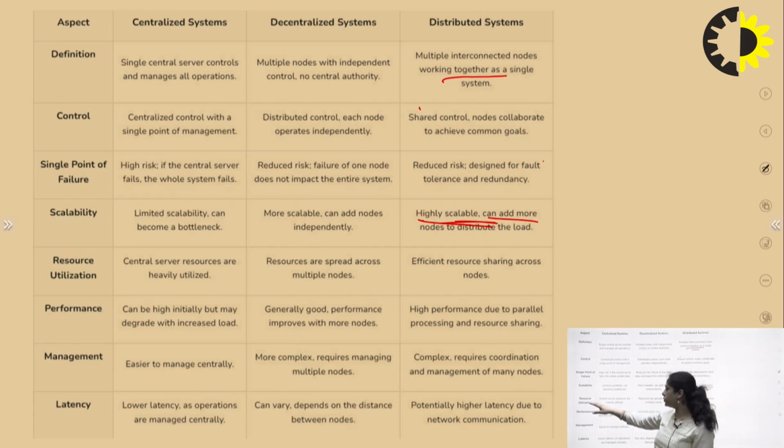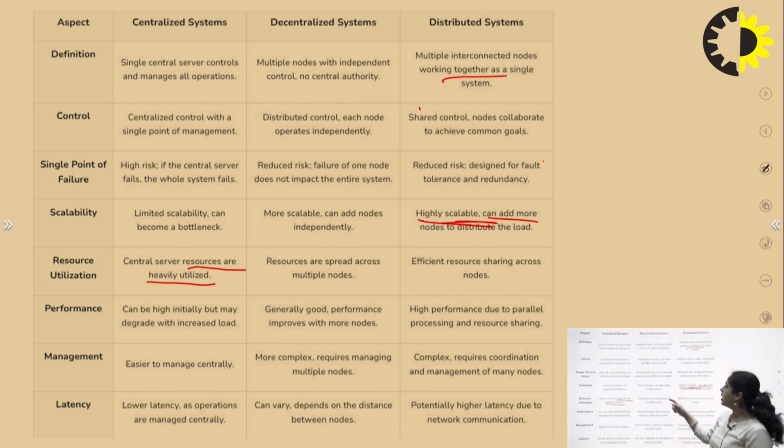For resource utilization, central server resources are heavily utilized in a centralized system. In a decentralized system, resources are spread across multiple nodes, and in a distributed system, there is efficient resource sharing across nodes.